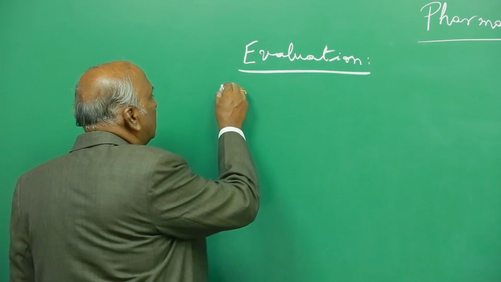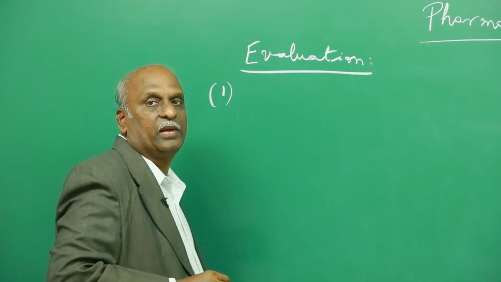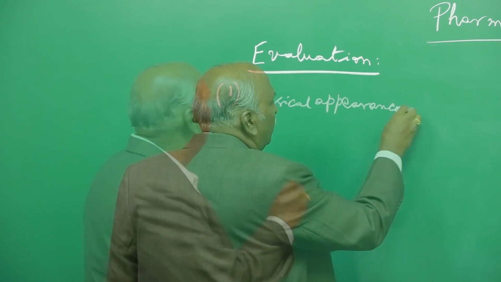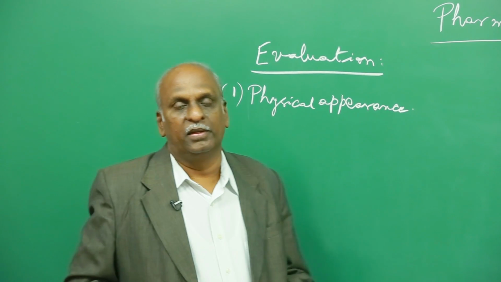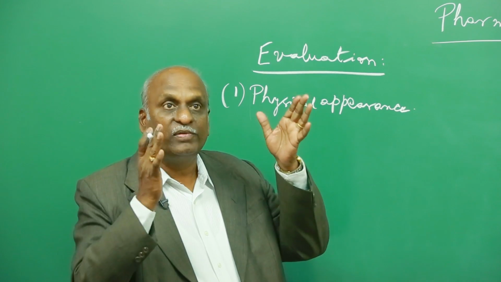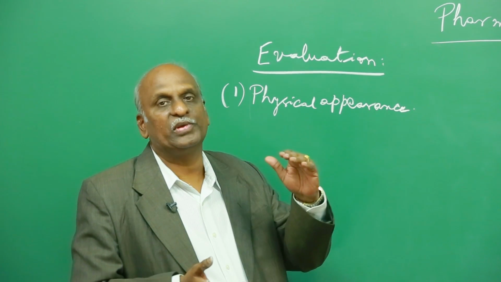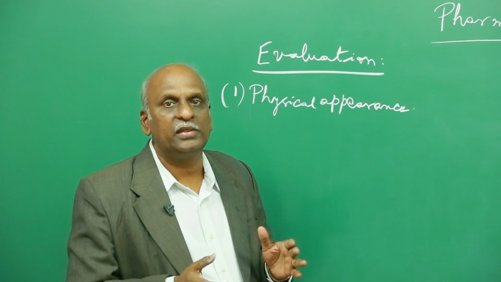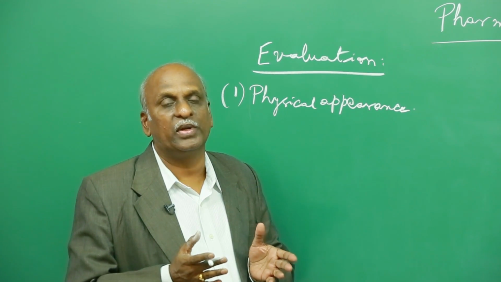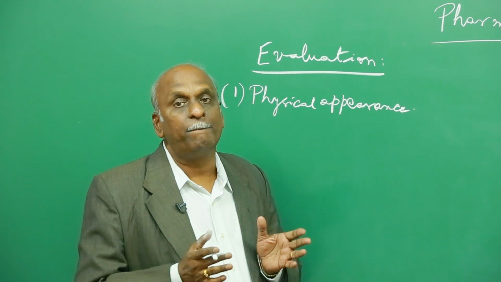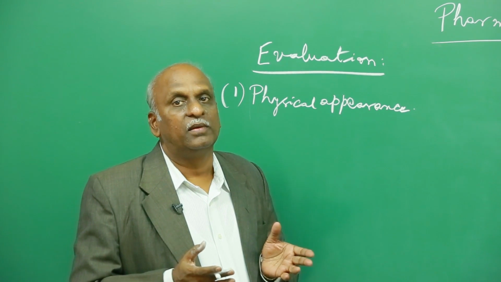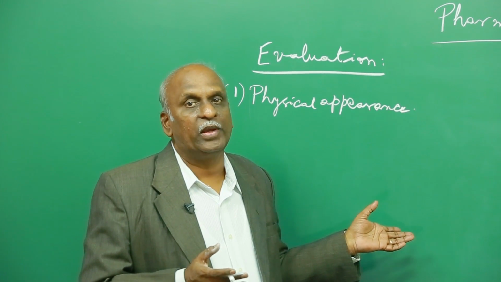The first and foremost test which is required to say that the suspension is good: physical appearance and physical state. The first thing we need to do, when we look at a suspension, is check whether physically it is stable, whether the dispersion is uniform, whether the particles are distributed uniformly, whether the color is uniformly distributed, and whether the taste and the smell of the product are good or not.